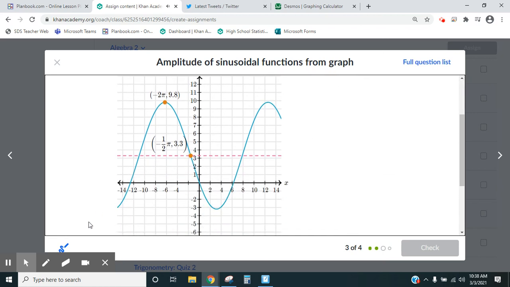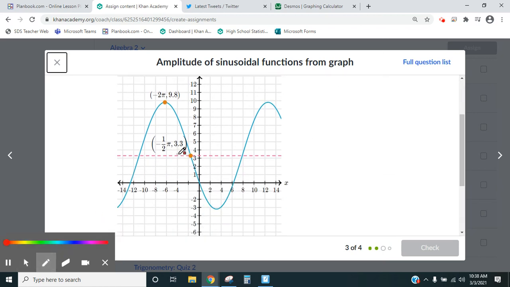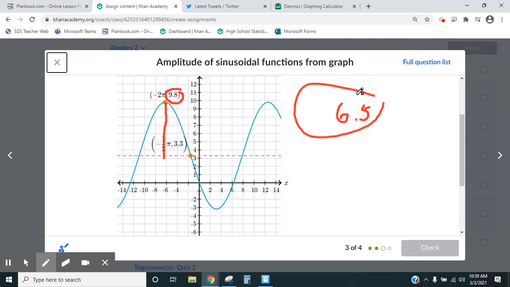What's the amplitude? Tell me now. 6.5 is correct. Because distance from there to here, right? 9.8 minus 3.3, 6.5. Okay, easy enough. Let's try these out.